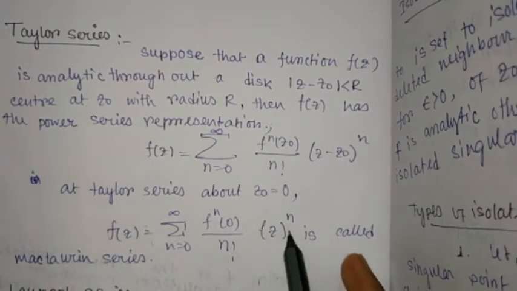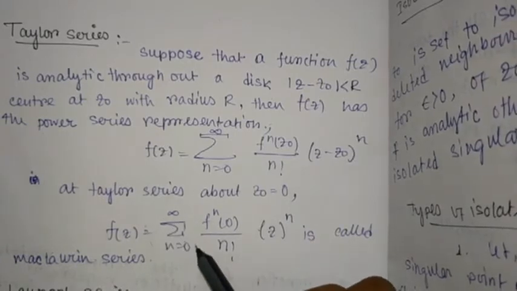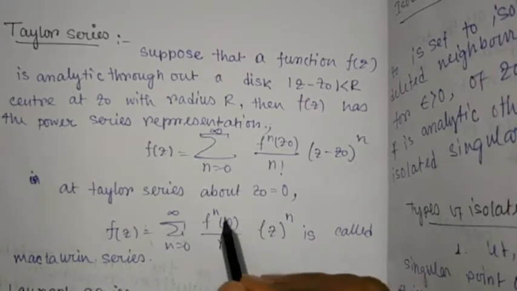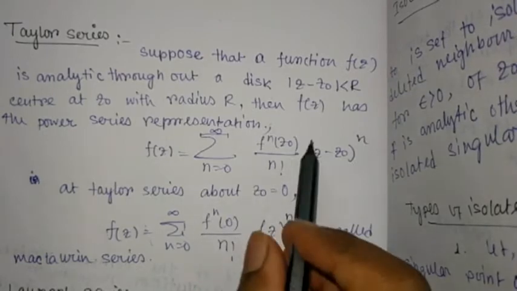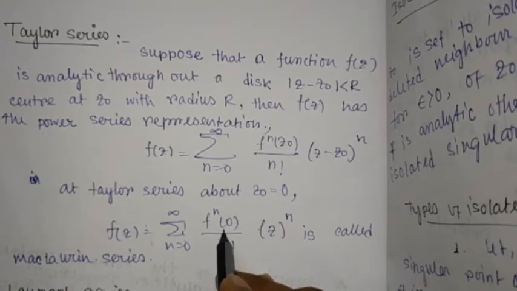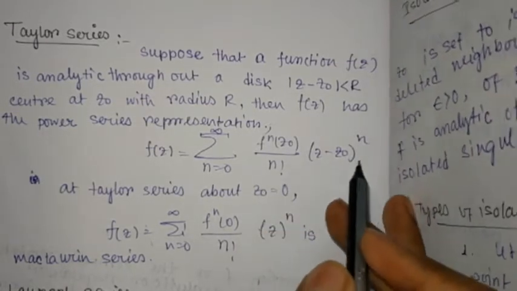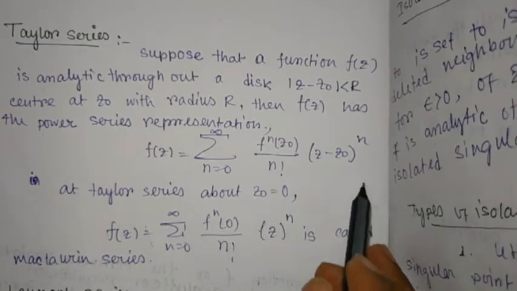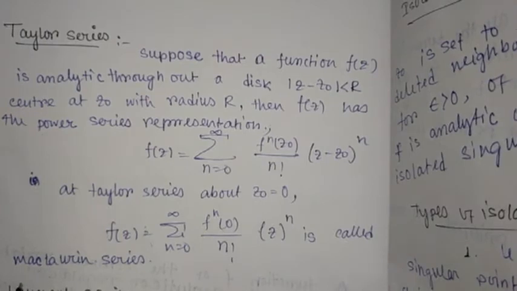In the Taylor series about z0 equals 0, f(z) is the summation of n equals 0 to infinity of f^(n)(0) divided by n factorial, times z^n, because we put the value of z0 as 0. So this is called the Maclaurin series.